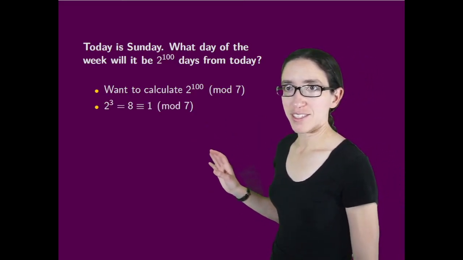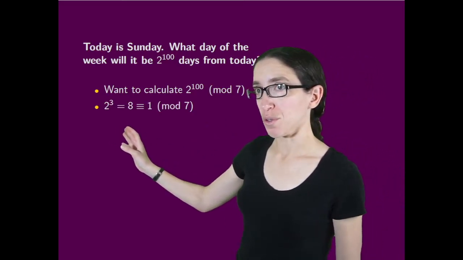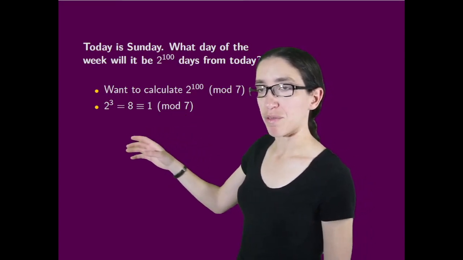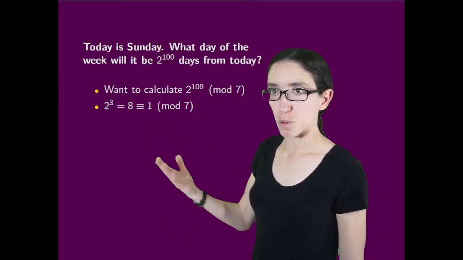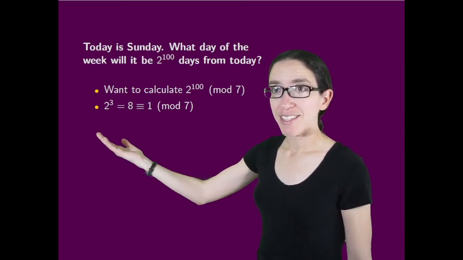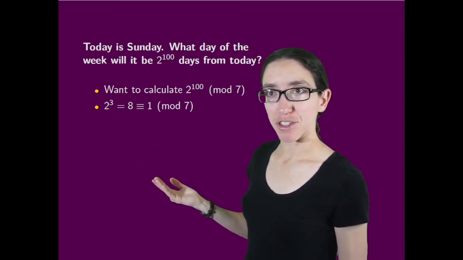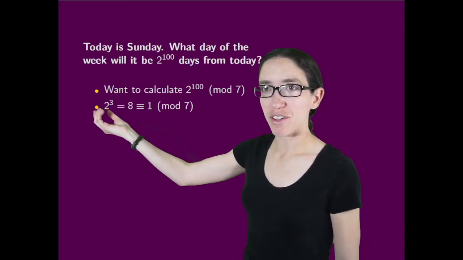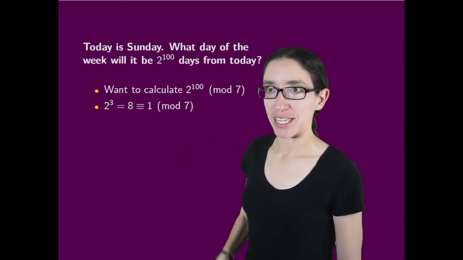To simplify this, we look at patterns of powers of 2 when we take the remainder mod 7, and we find that 2 is 2 mod 7, 4 is 4 mod 7, and 8 is 1 mod 7. 8 has a remainder of 1. And that's great because we can take all the 2 to the thirds and replace them with 1 in our calculation.